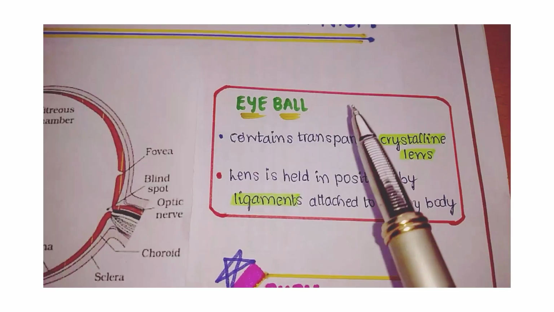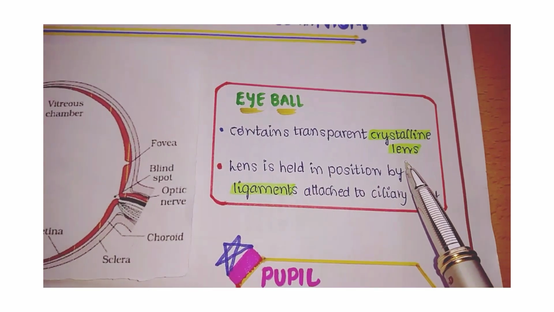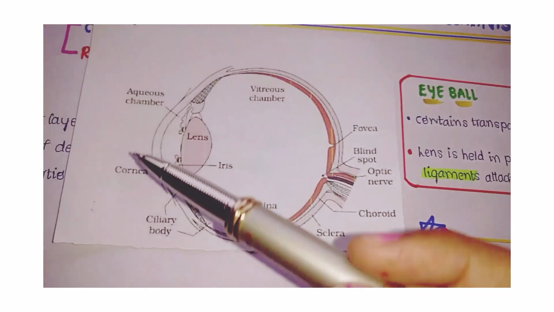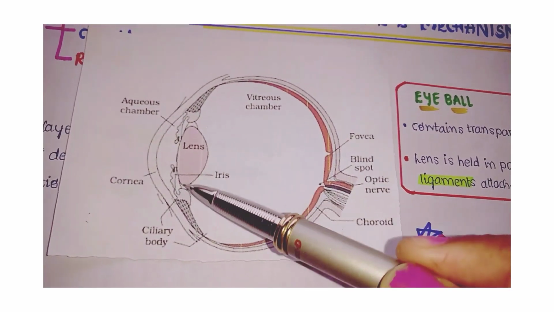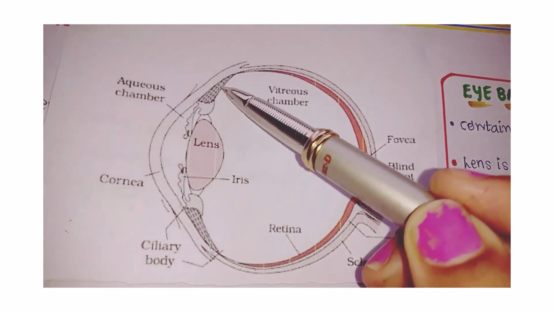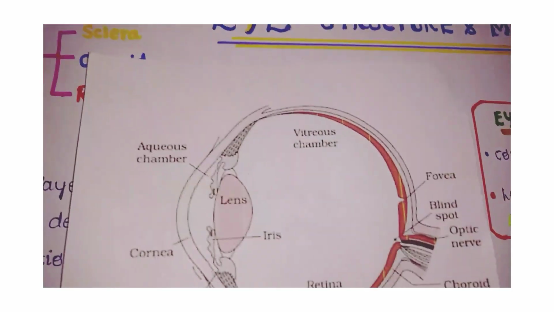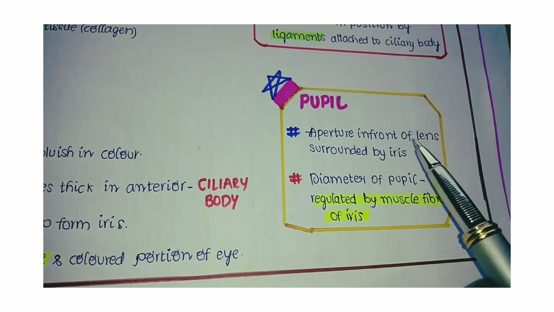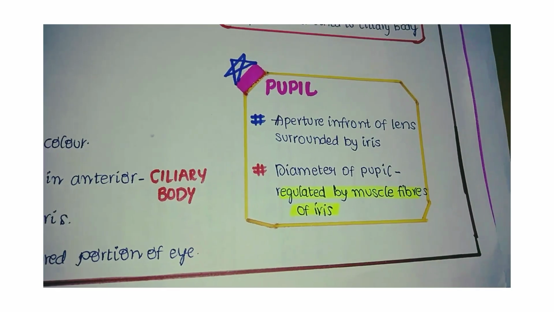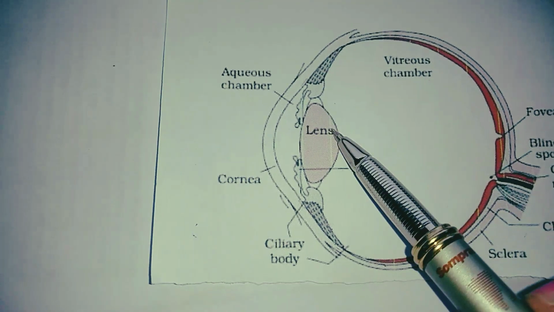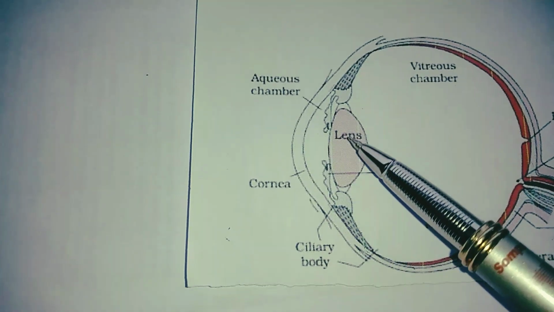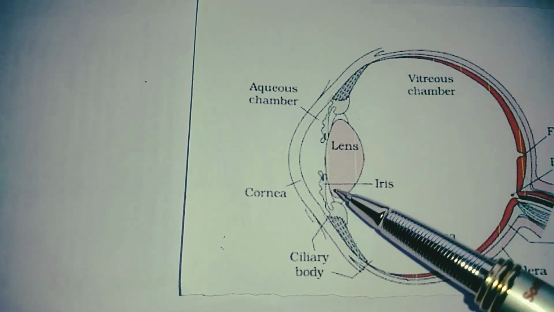Human eyeball contains a transparent crystalline lens, and this lens is held in position by ligaments attached to the ciliary body. These are the ligaments. The pupil is the aperture in front of the lens surrounded by the iris. The diameter of the pupil is regulated by muscle fibers of the iris.